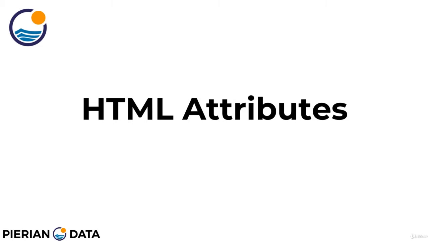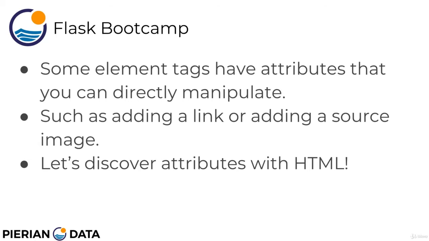Welcome back. In this lecture, we're going to discuss HTML attributes. Some element tags have attributes that you can directly manipulate, such as adding a link or adding a source image. What we're going to do is discover attributes of HTML with the two main common attribute examples, and that is how you can actually show an image on your website and how you can link to either another page or another outside website inside your HTML.